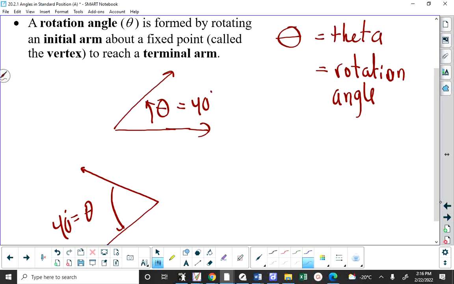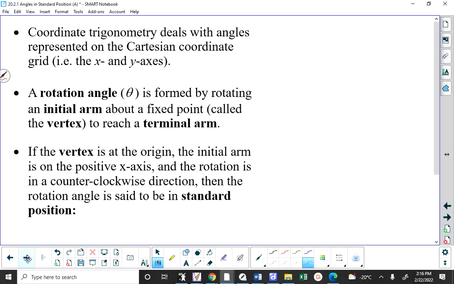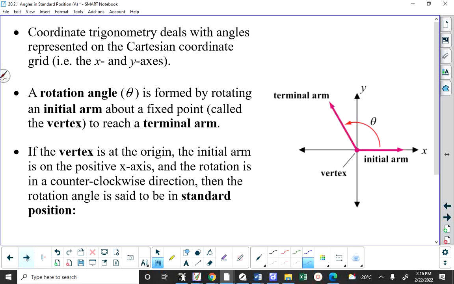The rotation angle is in standard position whenever the vertex is at the origin. So my elbow has always got to be at the origin, and the initial arm is on the positive x-axis. In other words, the initial arm is always in that position indicated by this diagram, and we rotate in a counterclockwise direction. That's important. I know that the first time I saw this, I kind of went, wait a minute, counterclockwise is the standard? Wouldn't we go clockwise? Wouldn't that make more sense? But the answer is no.